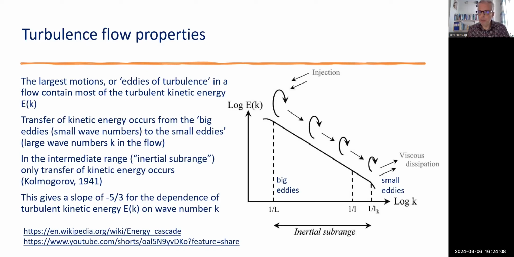A wave number is just the other way around: 1 over the size of the eddy is called a wave number. And more importantly here to remember is that from theory, originally introduced by Kolmogorov already in 1941, he shows that this should give a slope of -5/3 in this energy spectrum.